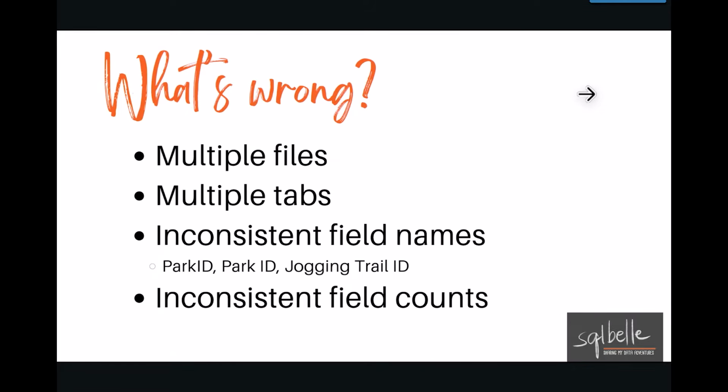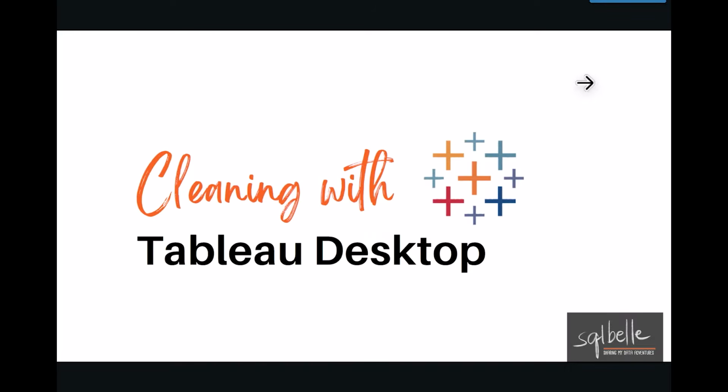So to sum up, what's wrong with these files? Ultimately, the records themselves are correct, but it's just the inconsistent formatting that will pose issues when we are analyzing the data. In this particular scenario, we have multiple files, so we need to draw all the records from different connections. We also have multiple tabs for some of the files, but probably more problematic is we have inconsistent field names. So for example, you have park ID, you have another park ID with a space, and you also have another name, jogging trail ID, when they technically mean the same thing. We also have some inconsistent field counts. Some of them have 5 columns, but some of the tabs only have 4 columns. Now that we've described the scenario, let's start cleaning.